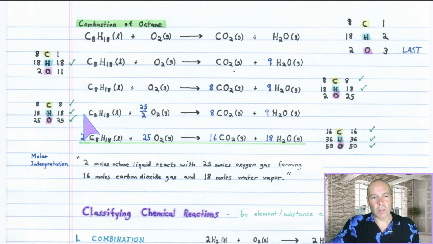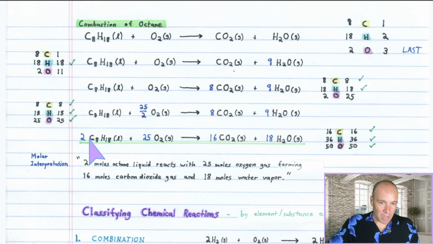So these coefficients, 1, 25 halves, 8, and 9, do balance the equation, but balanced chemical equations should have whole numbers. And the way to get whole numbers is to multiply all of these coefficients by 2. So times 2, you get 2, 25, 16, and 18. And this is the simplest way to balance the combustion of octane equation using whole numbers.